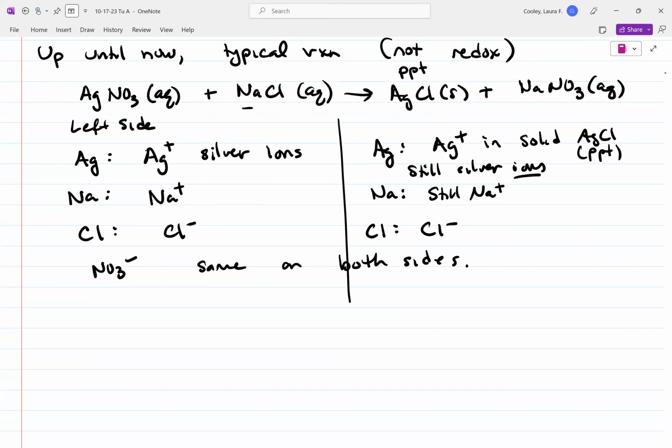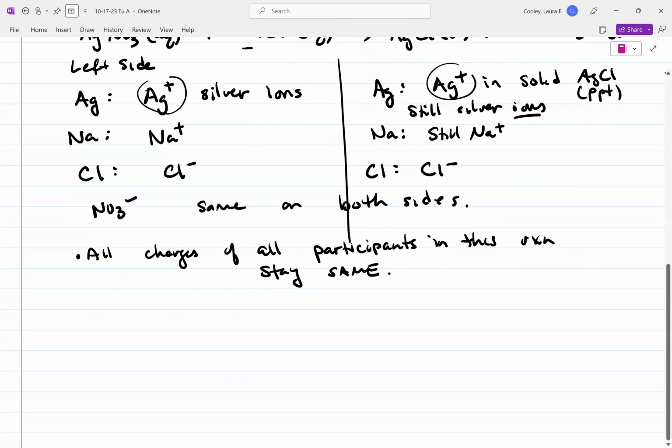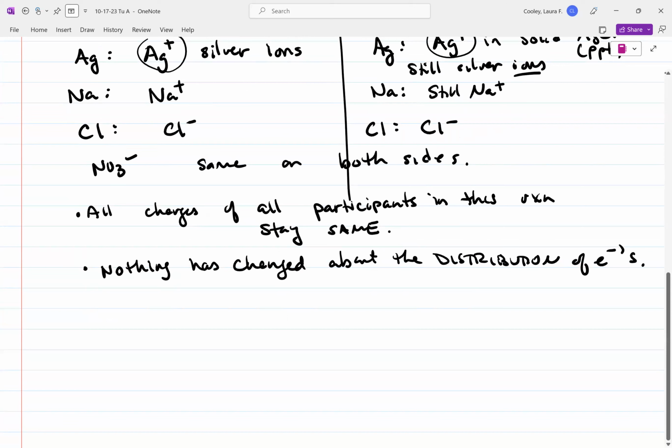Nothing changed about the charge on silver. So all the charges of all the participants in this reaction stay the same. Okay? So nothing has changed about the distribution of electrons. The distribution of electrons is absolutely the same.